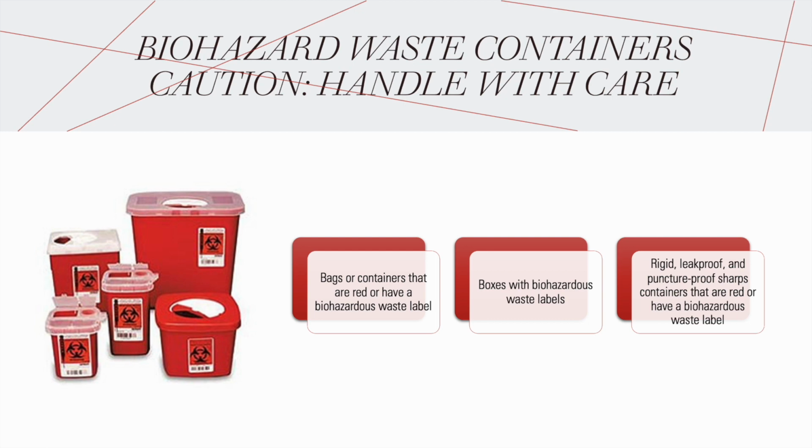In healthcare settings, you'll notice that more than one design is used. Each design is intended for a certain type of waste. Bags or containers that are red or have a biohazardous waste label are typically intended for blood or body fluids, such as used dressings or gowns that are soiled. Boxes with biohazardous waste labels that can also sometimes be lined with red bags and used for disposable gowns, examination table covers, and similar items that may be contaminated with blood or body fluids.